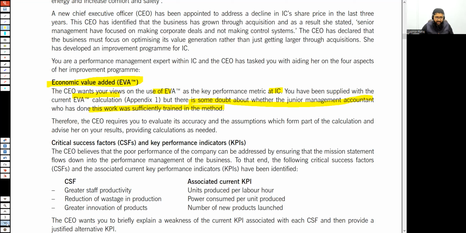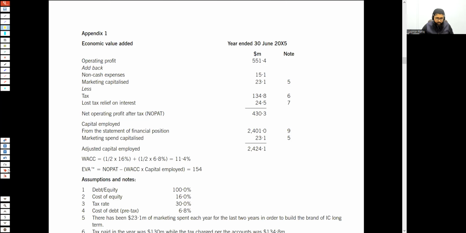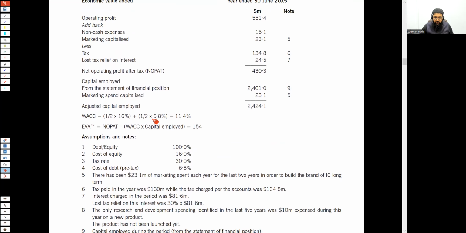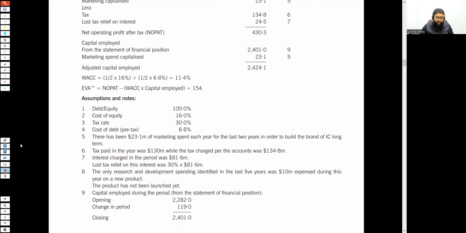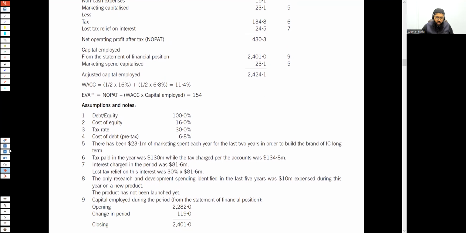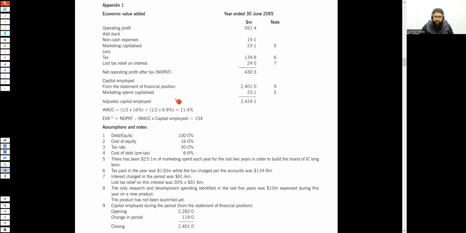So they've done the EVA calculation, but there are doubts on it. What we need to do is rectify the EVA calculations and guide them accordingly. The question is in front of you right now. I'm just going to give you 5 minutes. You could look at this question and try to rectify the EVA calculation. I'm giving you 5 minutes. So let's just try to do this.